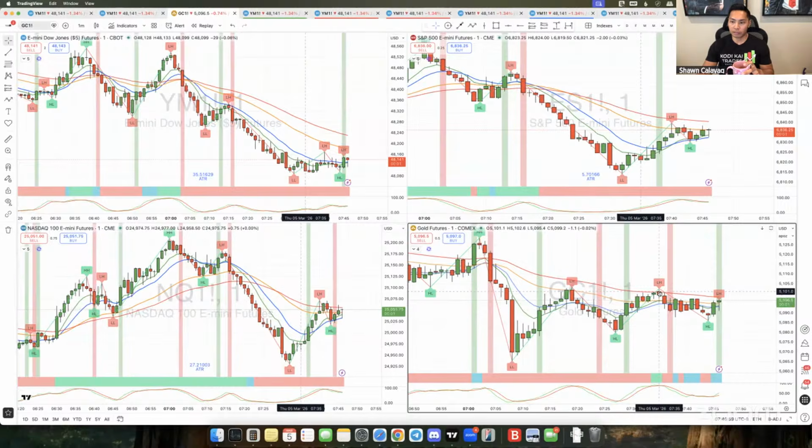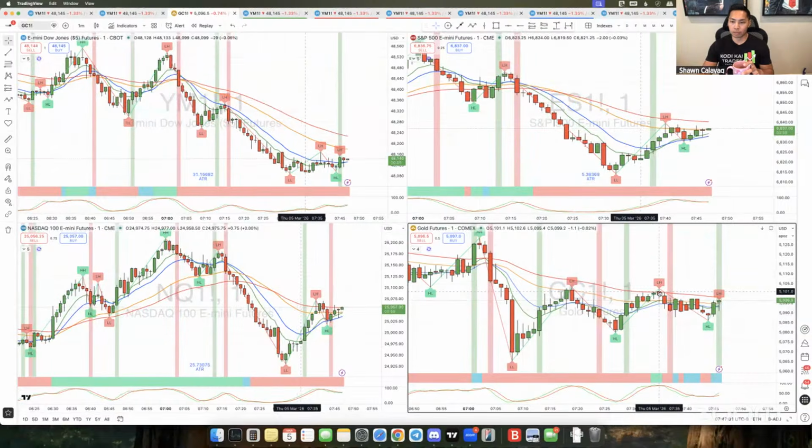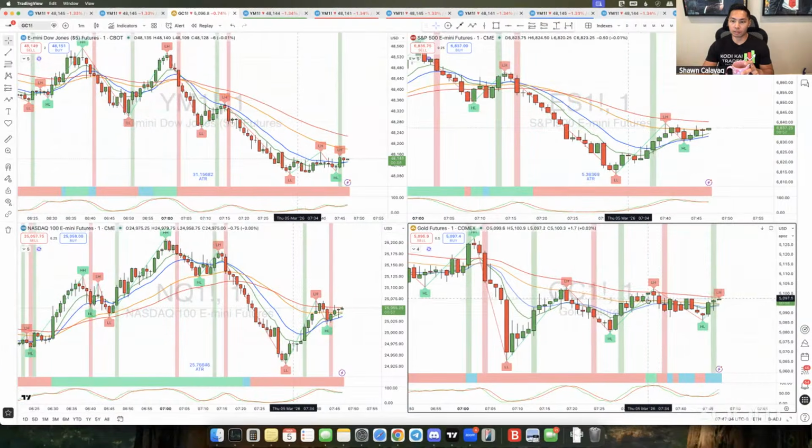It hasn't closed above the pivots yet. And I don't even know if you're looking for a buy or a sell, but it's trying to push up. Again, gold is still leading right here.